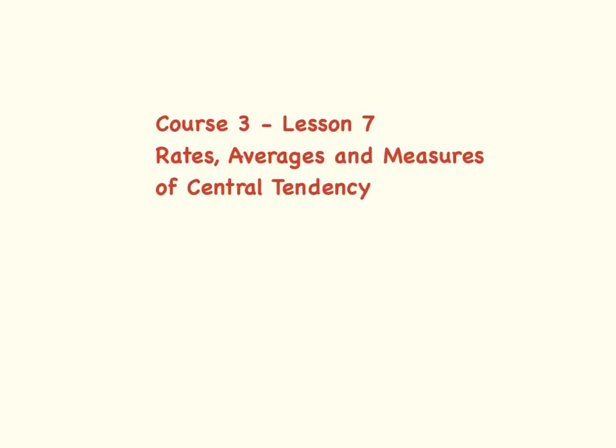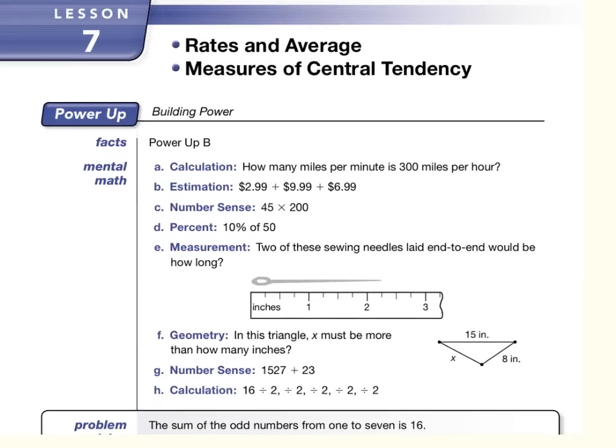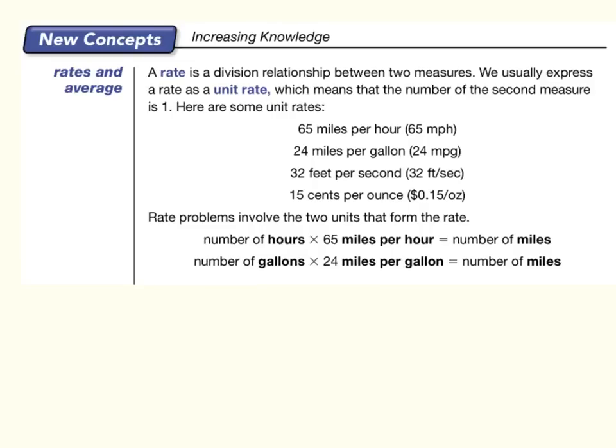This is lesson 7 for course 3, and our lesson will be a little bit longer. So get your notebook out and be ready to take some notes and write down some examples and then work the practice set. So this lesson is on rates, averages, and measures of central tendency. We have the title here written down. So let's get started. Remember you need to write all the words that are in blue. You need to write down the definitions of the words.